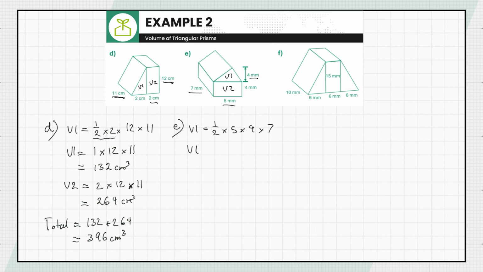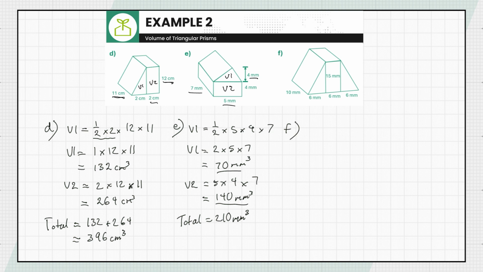Right, so volume 1 is going to be equal to essentially 2 times 5 times 7, and that is the same as 10 times 7, which is just going to be 70 millimeters cubed. And volume 2 is going to be equal to 5 multiplied by 4 multiplied by 7, which is just 20 times 7, and 20 times 7 is 140 millimeters cubed. So that our total volume is equal to, adding these two together, 210 millimeters cubed.